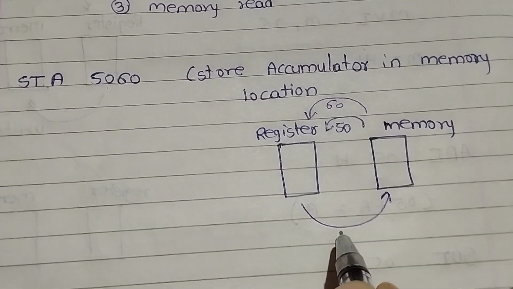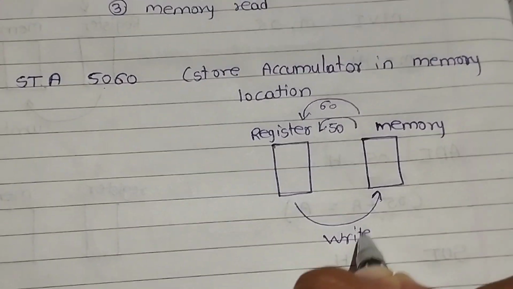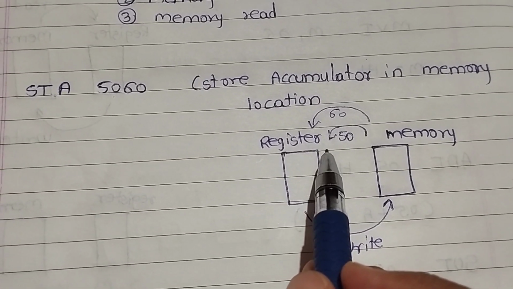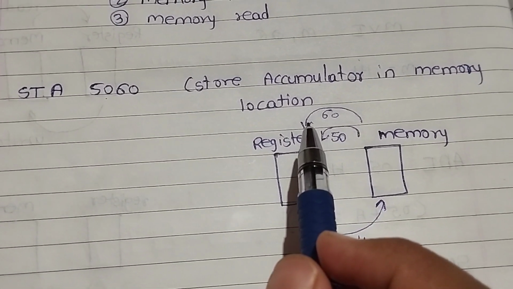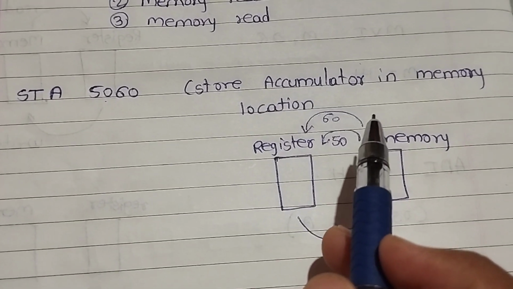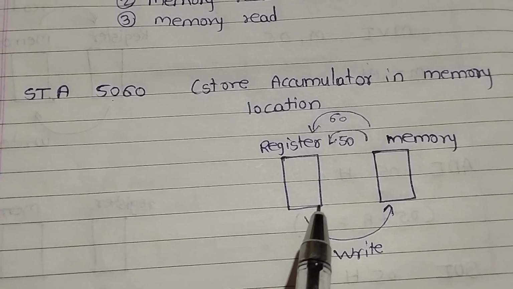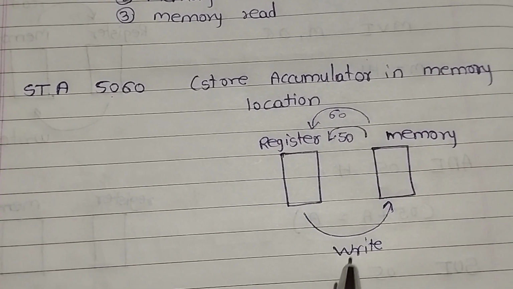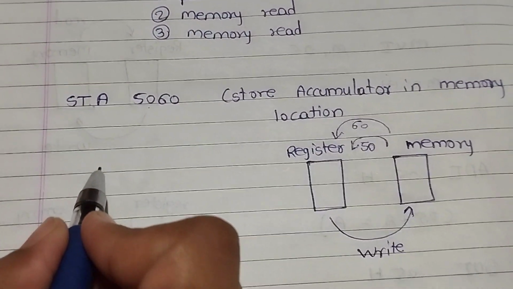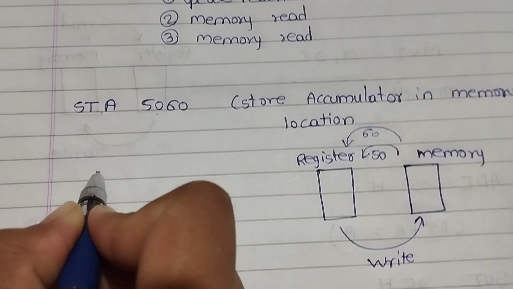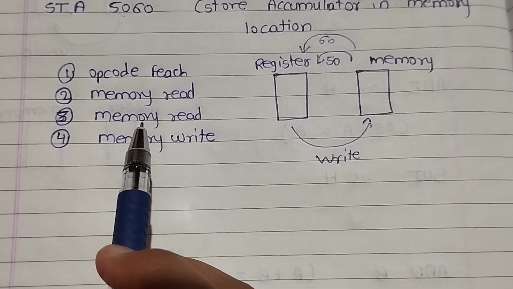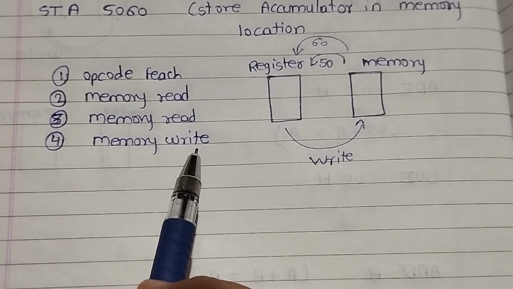For that we perform the write operation. First we transfer 8-bit data using a read operation, then again the next 8-bit data is transferred with the help of the second read operation, and then for writing at the memory location we use the write machine cycle. So a total of 4 machine cycles is required for this instruction. First is opcode fetch, second is memory read, third one is also memory read, and fourth one is memory write.